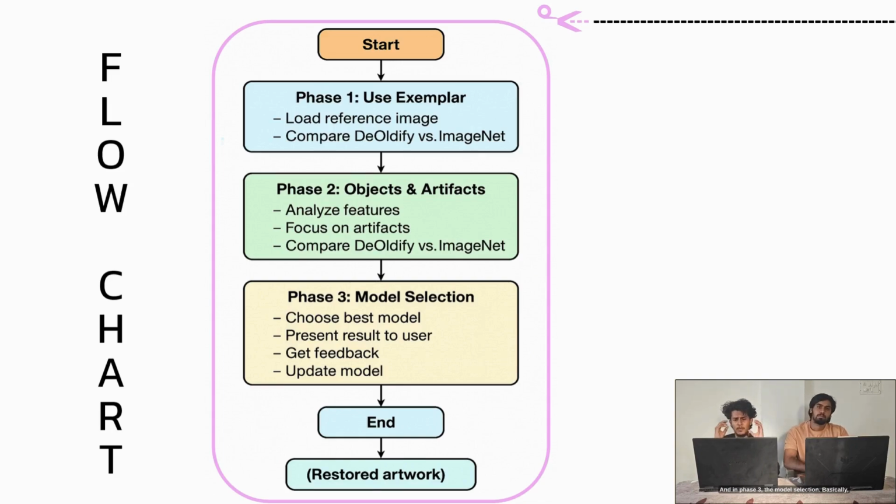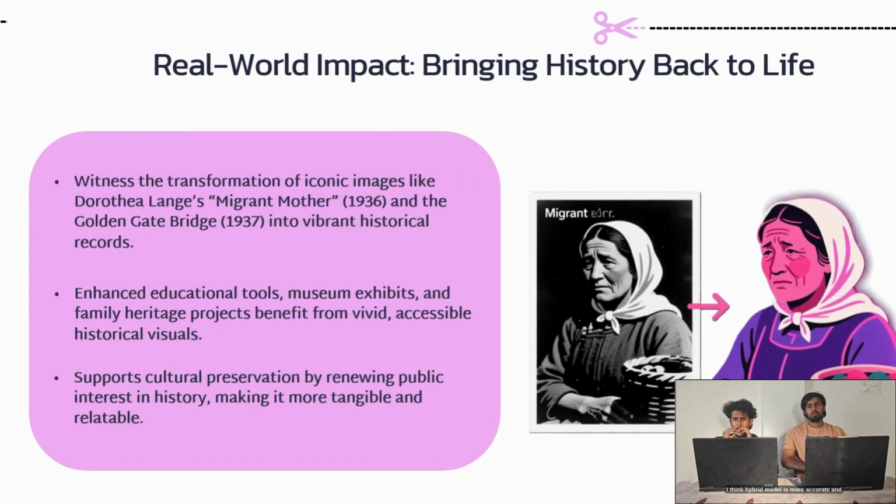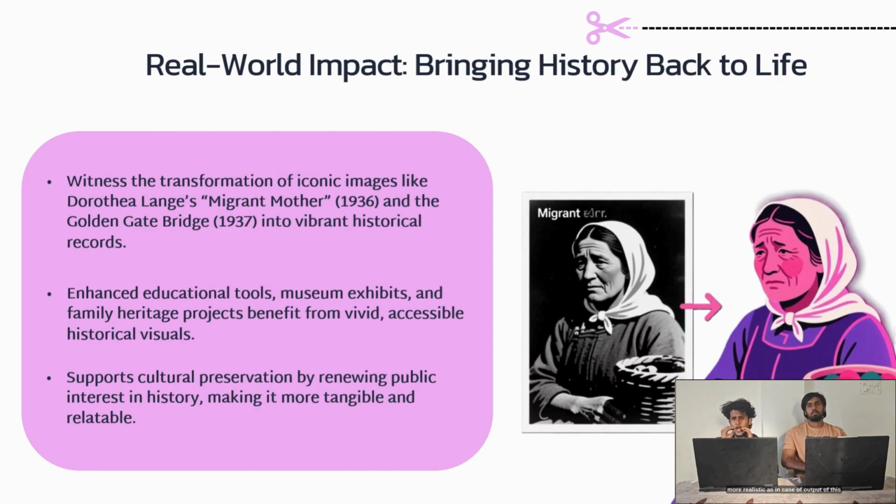Yeah, and phase 3 is the model selection. Basically, we will think about whether it is possible to get a hybrid model that is that good, or whether we can improve the DOLFA model for our own custom purpose. According to our current stats and work, I think the hybrid model is more accurate and photorealistic in the colorization output. After this implementation, we still have work: we need to gather feedback, and we will update the model according to our customers' feedback.